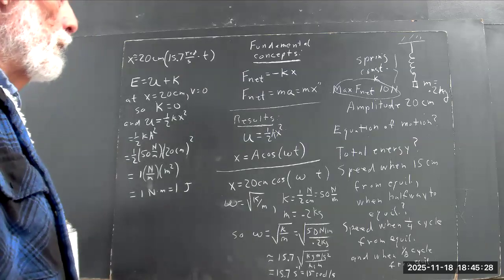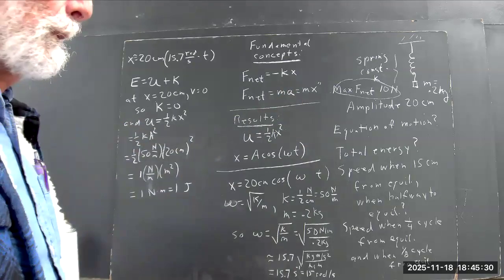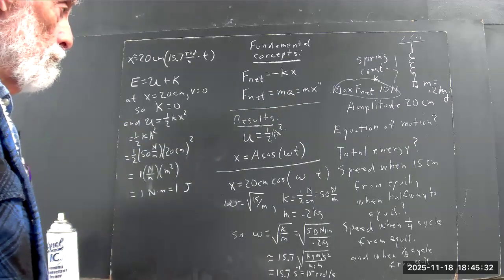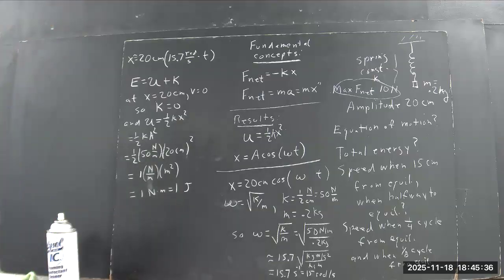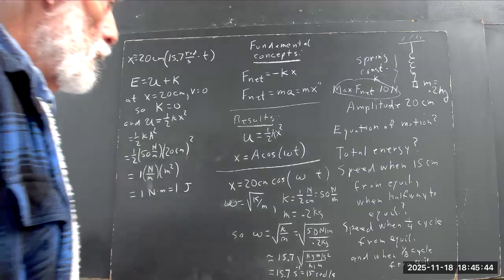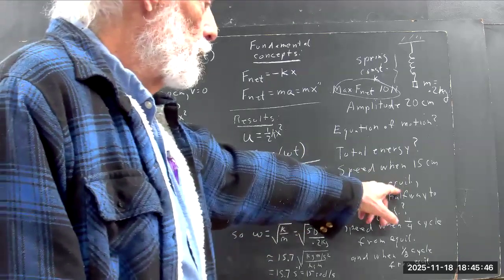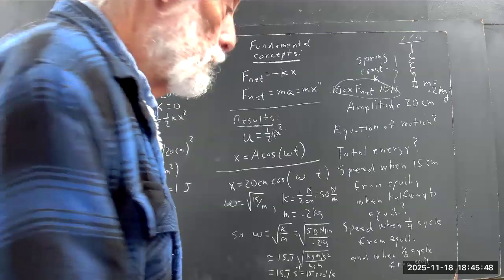Now, using that much information, what additional quantities can you calculate? Okay, well, let's go with this one. What's the speed when it's 15 centimeters from equilibrium?